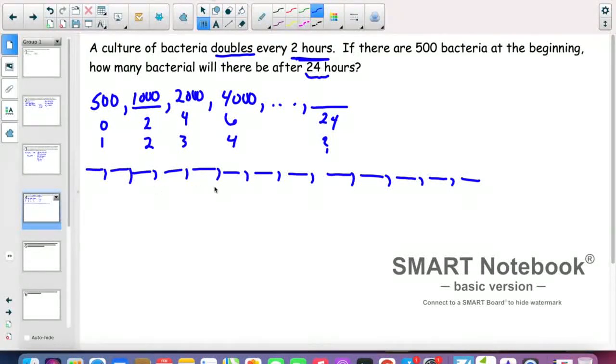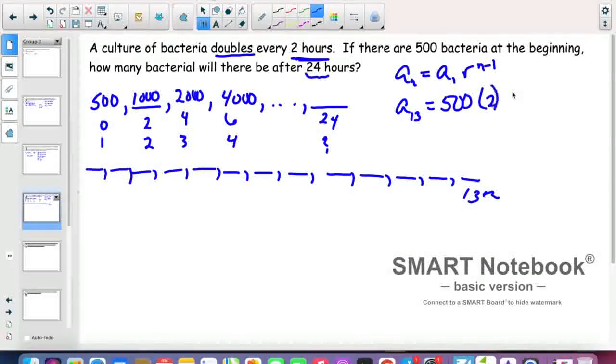You could count the number of terms here to figure out what the term number is you're looking for. So we're really looking for the 13th term. You could use the formula a sub n equals a sub 1 times r to the n minus 1 and plug it in. So a sub 13, we're looking for the 13th term, is equal to 500 times r. R was 2. We're multiplying by 2 to get to the next term. And then n is 13. So 13 minus 1 would be 12.